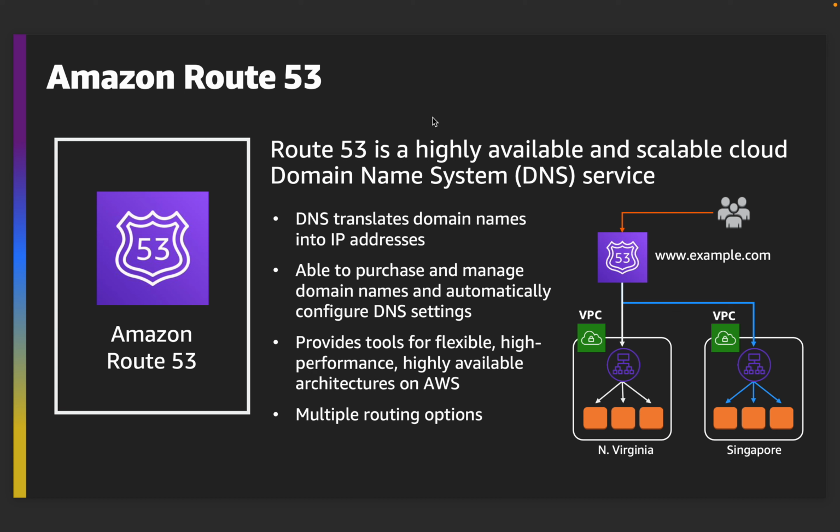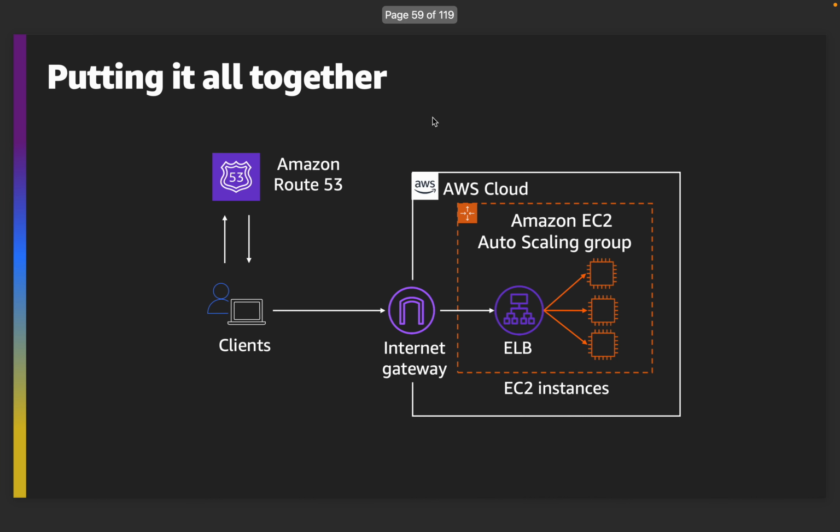Route 53 is a highly available and scalable cloud domain name service and DNS. DNS translates domain names into IP addresses. You can purchase and manage domains and automatically configure DNS settings. It provides flexible, high-performance tools with multiple routing options available. Putting it all together: Amazon Route 53, then the client goes to the internet gateway, then to ELB, and Elastic Load Balancing decides where to go.